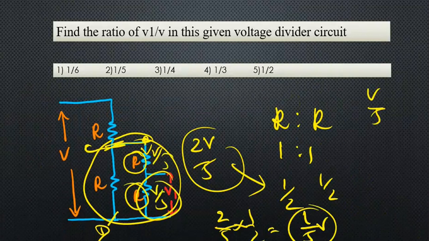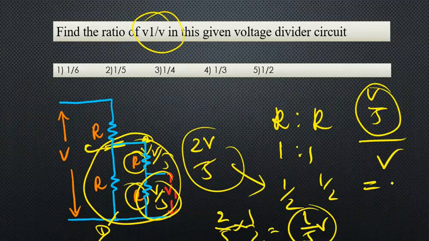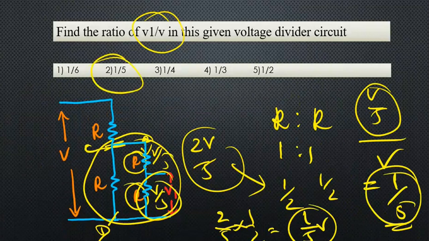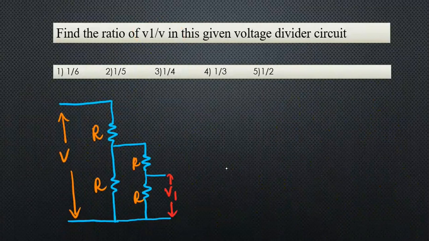In the question they're asking for the V1 over V ratio. So we have V1 divided by the supply voltage. So we get 1 over 5 as our answer here. The second option is our answer. Now we have done the question.